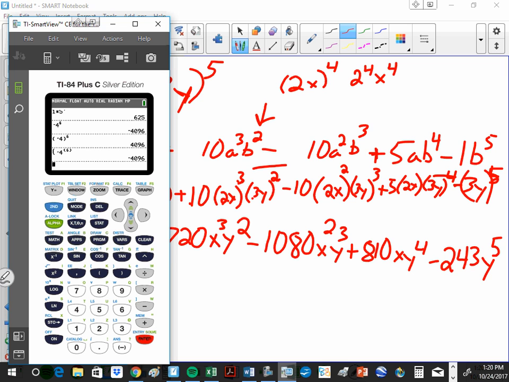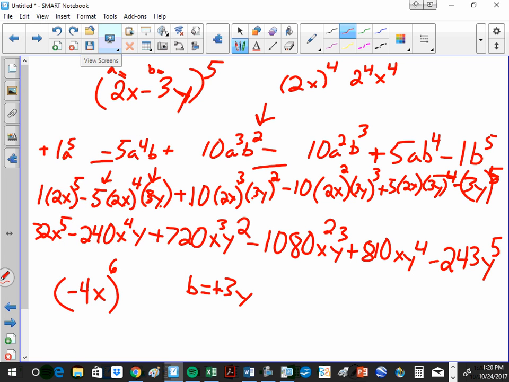So instead of saying b equals negative 3y, I would never let b equal a negative number. I will say b equals positive 3y, and then I'll just remember that every other sign is negative. The first one's positive, and every other one is negative. Do you guys understand that? Okay, let's see.